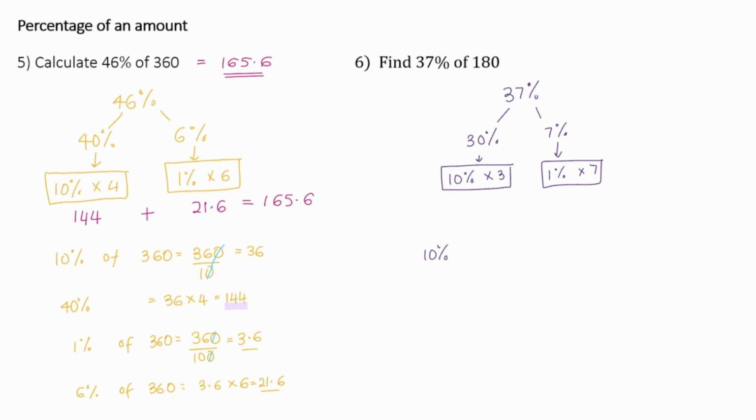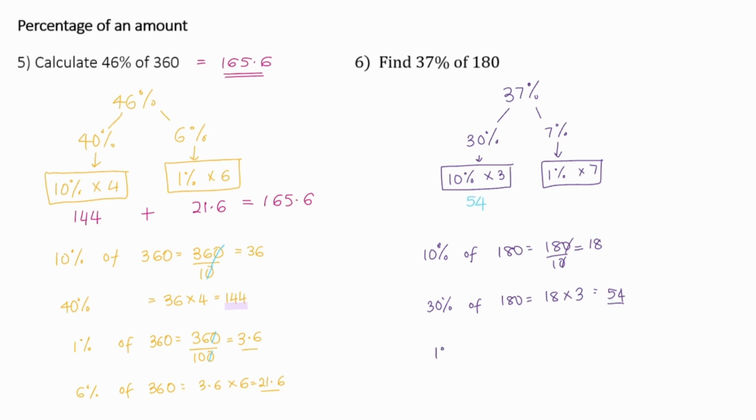So first, let's start by finding 10% of 180, which would be 180 divided by 10. The zeros cancel out, and that gives us 18. So to find 30% of 180, we are going to do 18 multiplied by 3. And if we work that out, that gives us 54.